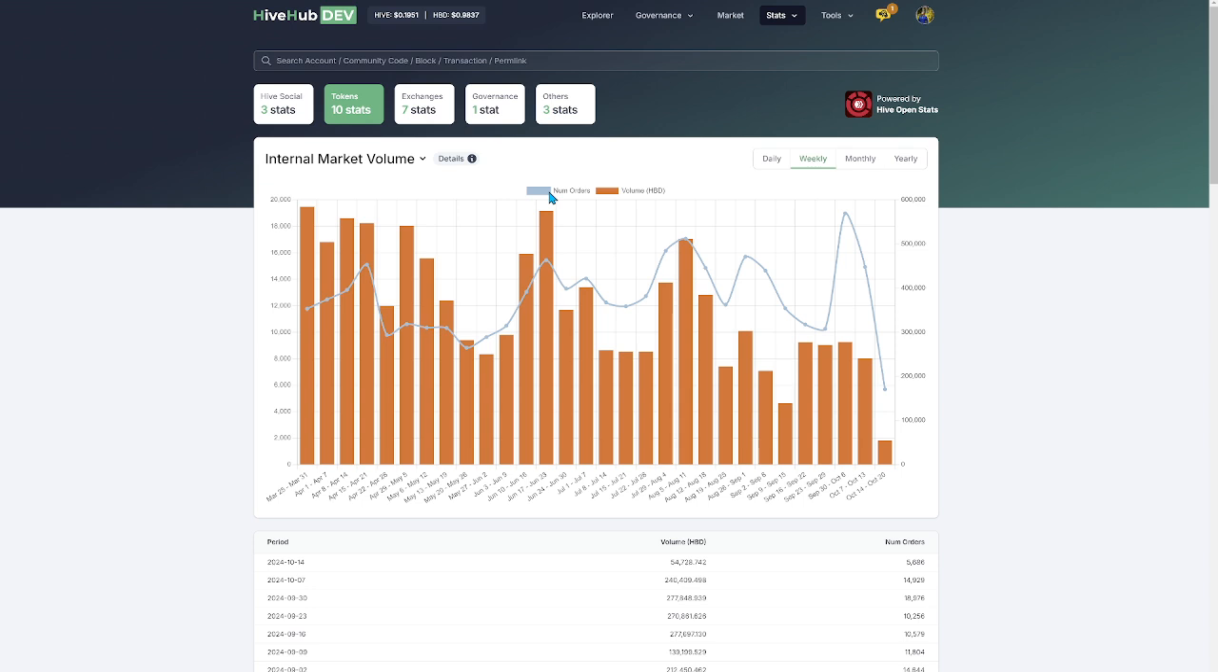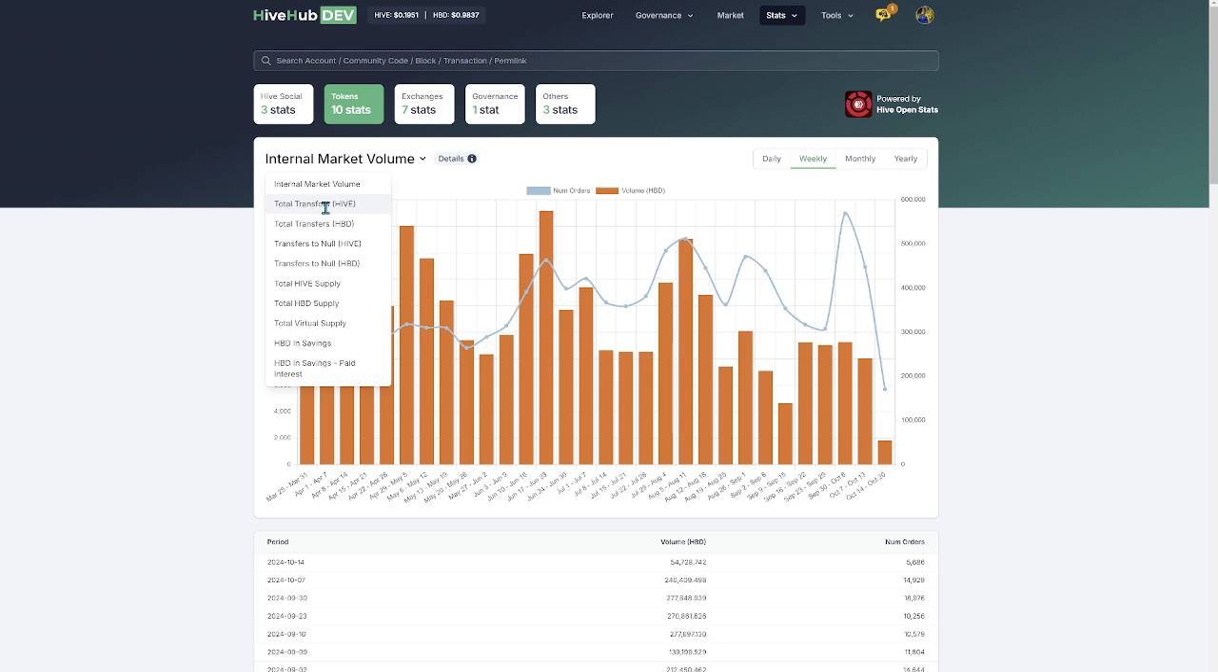Now, token stats, the volume on the internal market week by week. So you've got the number of orders displayed on the chart together with the volume. Over here, volume like 547,000 on that week. So that number is over here. And then you've got the number of orders. Sorry, let me get right on that dot. 11,000 orders.